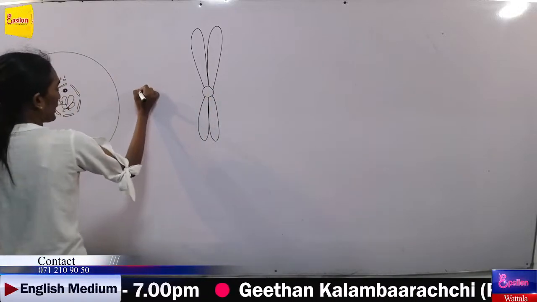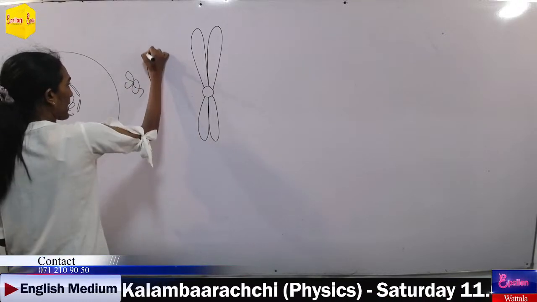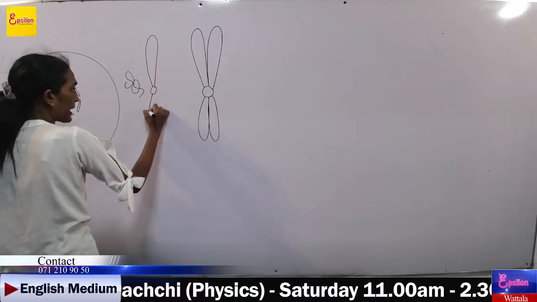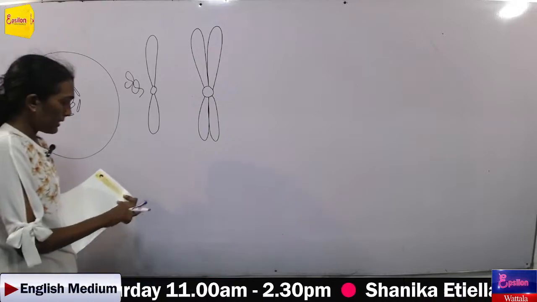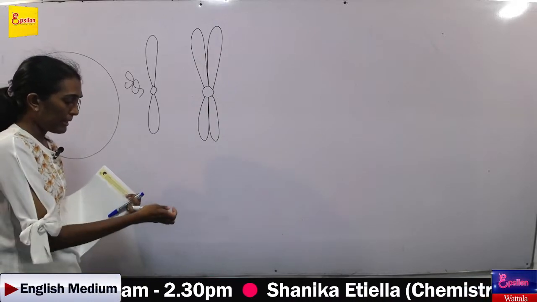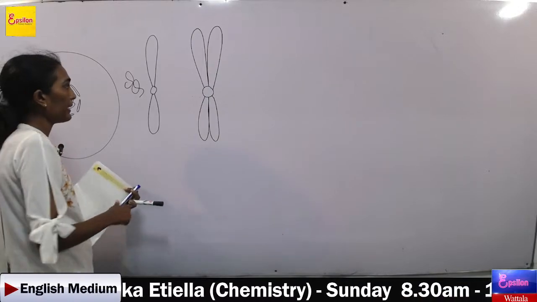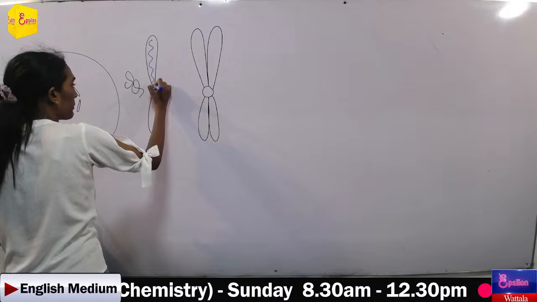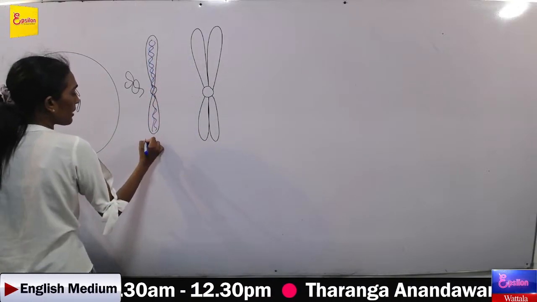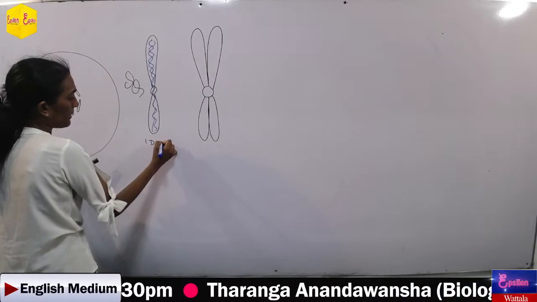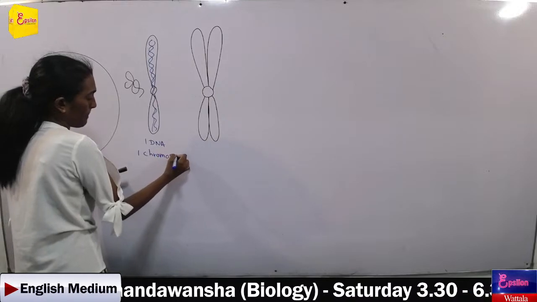Earlier, it was a network of chromatin, but inside that, this is the single chromosome. If I give you another reminder about DNA number and chromosome number: here, how many DNA molecules does it have? One DNA. How many chromosomes? One chromosome. Correct?